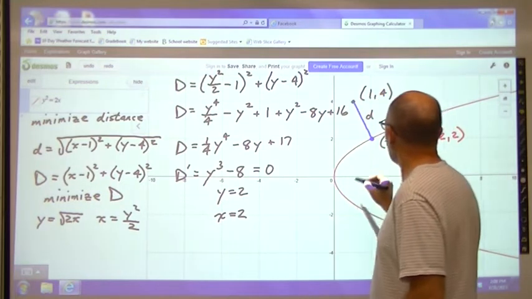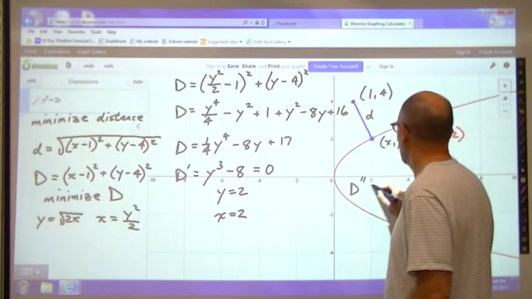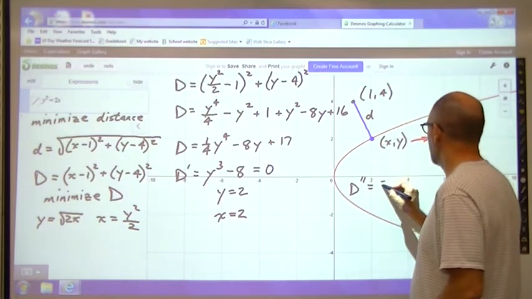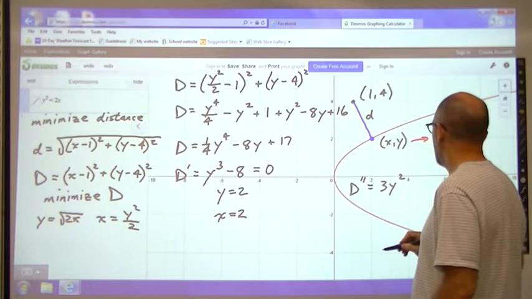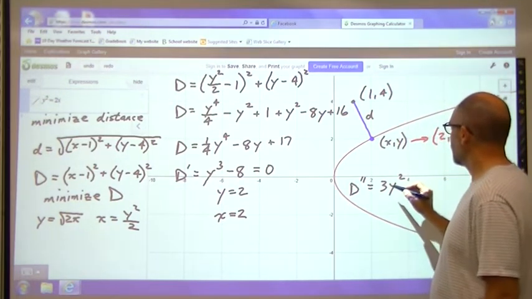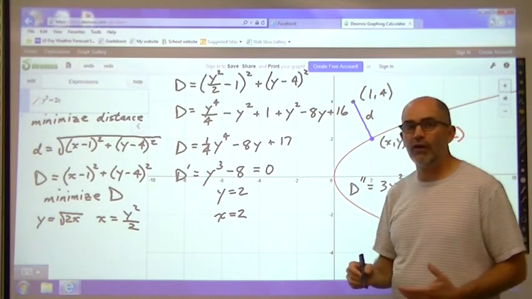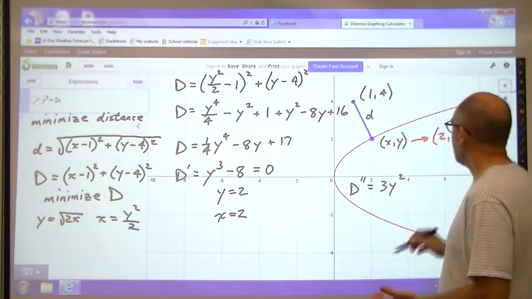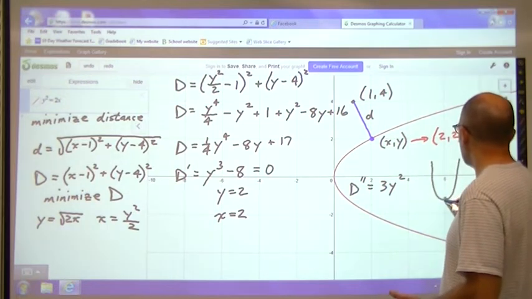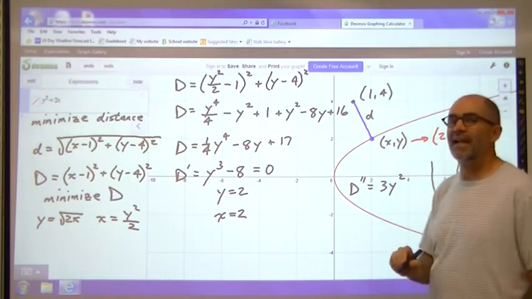Well, the second derivative is going to equal 3y squared, and at y equals 2, the second derivative is going to equal 12, which is positive. Well, if the second derivative is positive, that means it's concave up, and that means the critical point is a minimum.